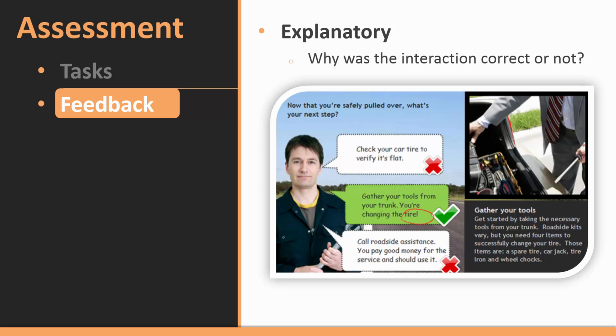For example, in this particular learning object about changing a tire, the learner is challenged to click on the correct response, and of course there is the corrective feedback provided in the form of a green check so that we know we got it right. But down in the bottom right-hand corner, you have additional explanatory feedback.